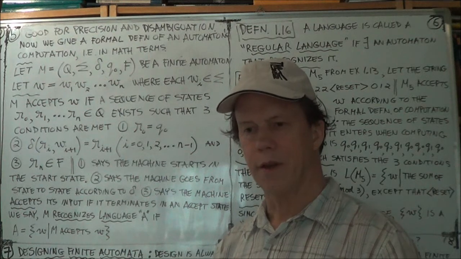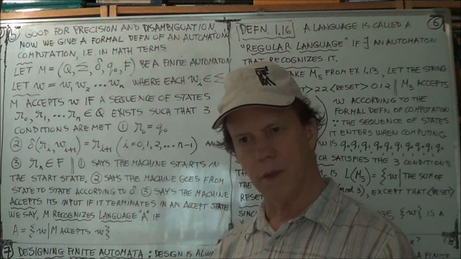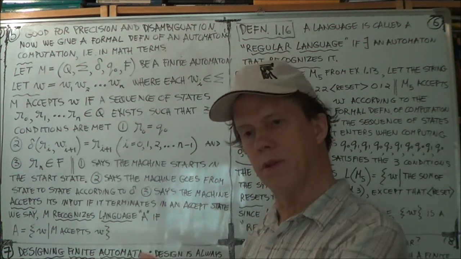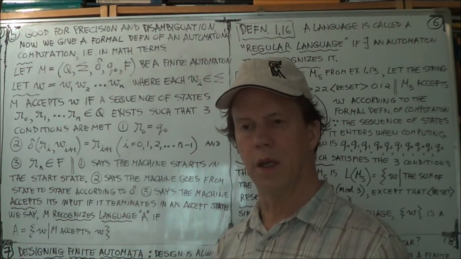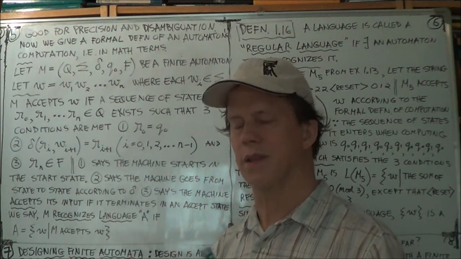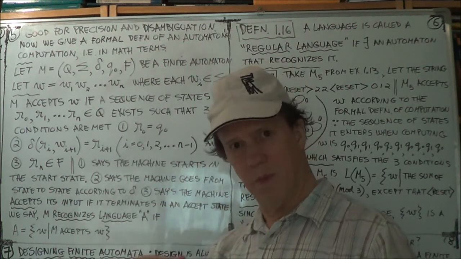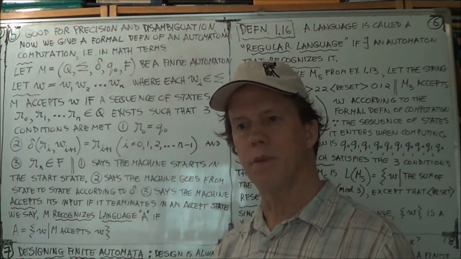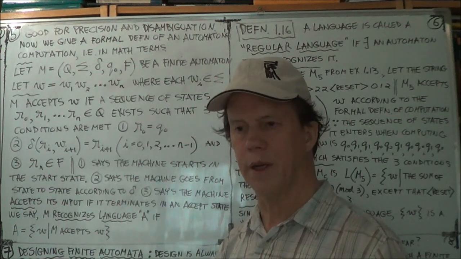Okay, so you have a set of states. You have a set of transition rules that tell you under what circumstances you transition from one state to another. You have a start state, and you have a set of accept states. And you have an input string. The input string is a sequence of symbols from your alphabet, the allowed symbols in your alphabet.